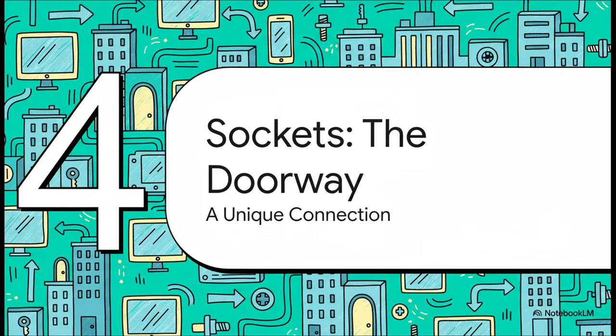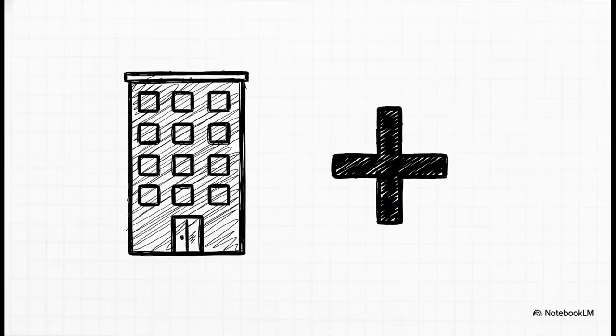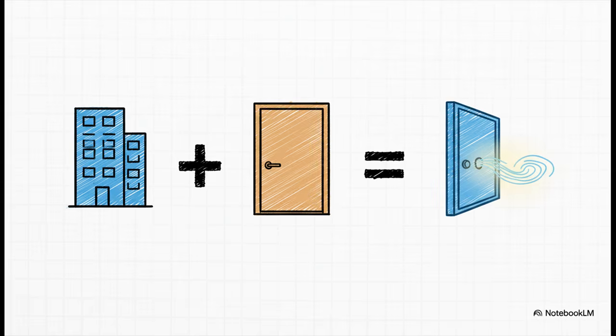Okay, so we have a street address, the IP address, and we have an apartment number, the port number. When you put those two things together, you get something really, really powerful. You get a socket. A socket is the actual endpoint for the communication. It's the specific doorway where a conversation happens. It's the spot where your app, like your browser, plugs into the network to send and receive stuff. The formula is so simple, but it's just brilliant. You take the IP address of a device, and you combine it with a specific port number, and boom, together, they create a totally unique socket, a one-of-a-kind endpoint for just one single conversation.